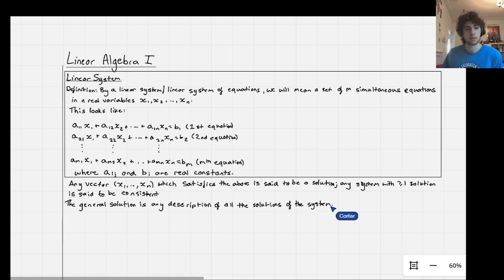Okay, and basically, as I was saying, with these linear systems, you can have either 0, 1, or infinitely many solutions. And those are actually the only three cases we can ever have, and we can prove this a bit later.